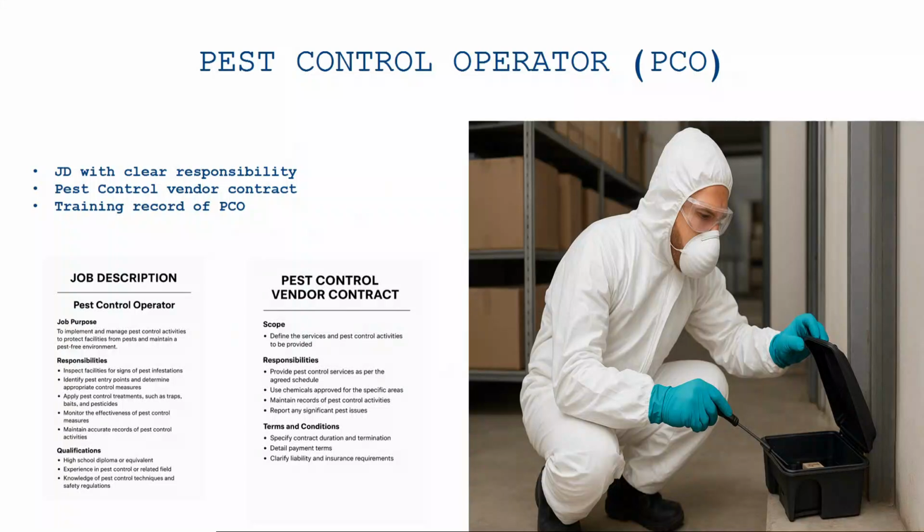Now let's start with the job description and training of the PCO. A proper job description for the pest control operator must include three major parts: qualification, responsibilities, and the purpose of the role. If a vendor or a contractor is used, the contract should clearly define the PCO's responsibilities. Training records are mandatory. A person without proper knowledge and training cannot be assigned as a PCO. Additionally, all personnel involved in pest control must have valid medical reports and must be free from contagious diseases as required for the food industry's workers.